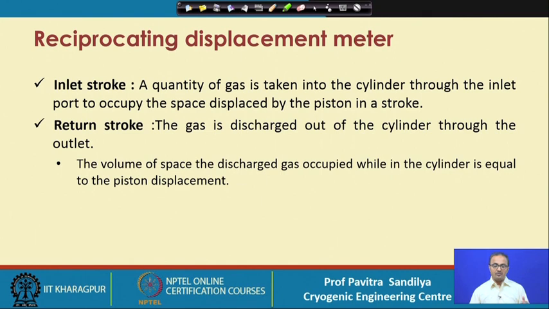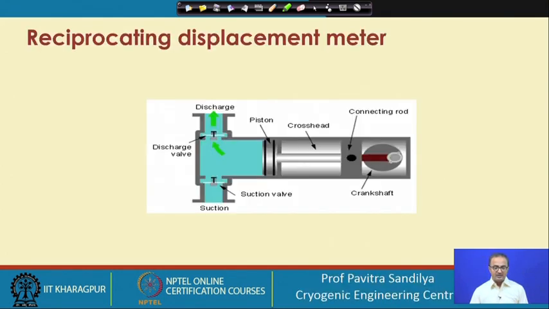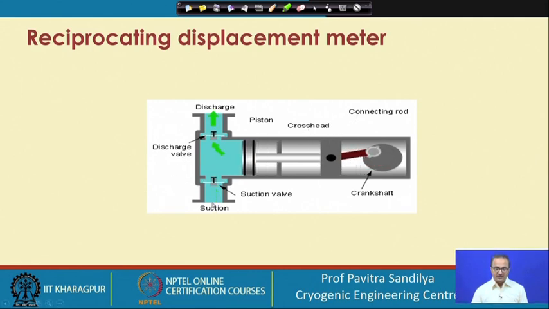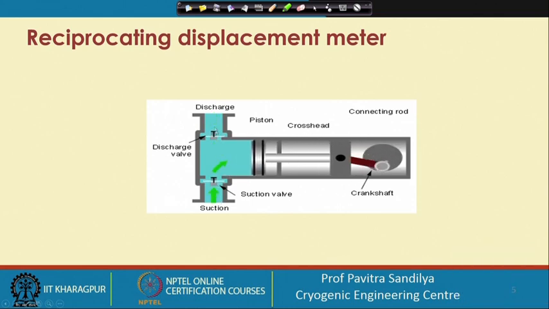The volume of the gas discharged from the cylinder is equal to the piston displacement. So, whatever the displacement of the piston, that will decide the amount of gas going inside, and this is the general working of the piston flow. As you can see, it is sucked in first as the piston goes back, and it goes out through the discharge when the piston moves back. When it is sucked in, this port is closed, and when it is going out, the other port is closed. That is how this reciprocating displacement meter works.